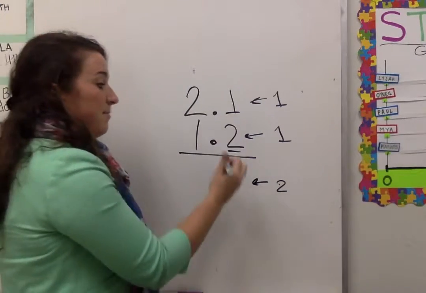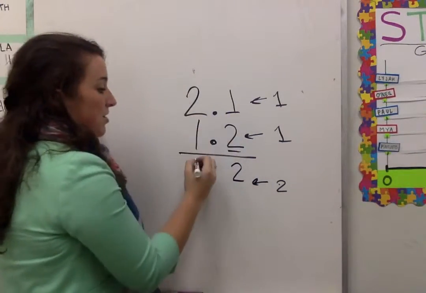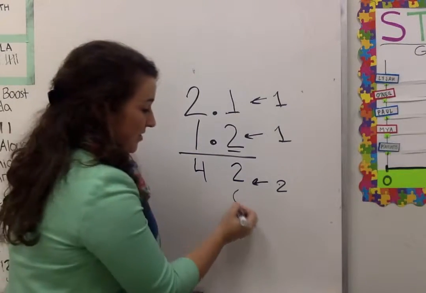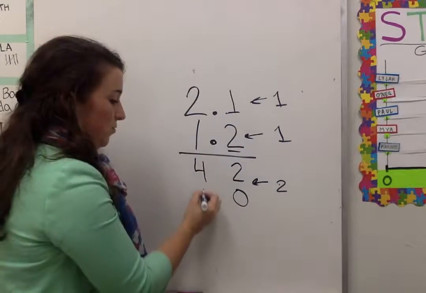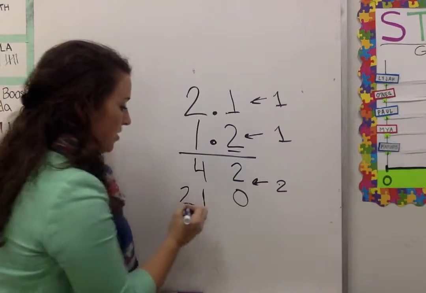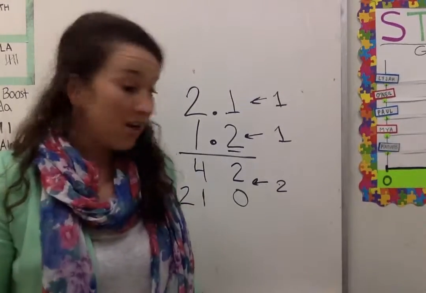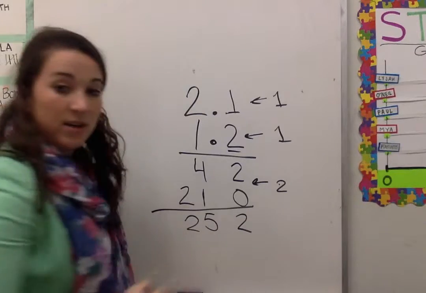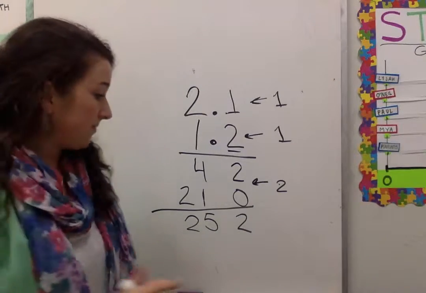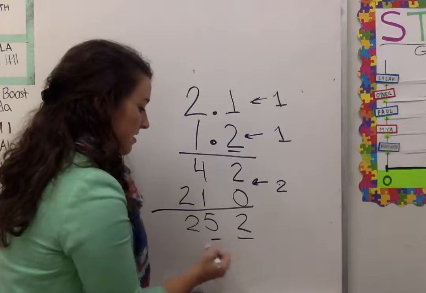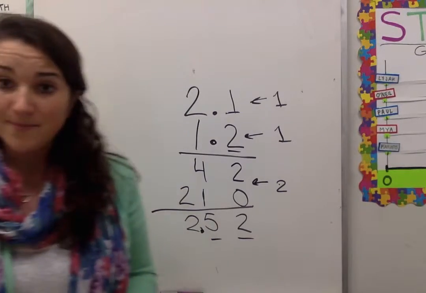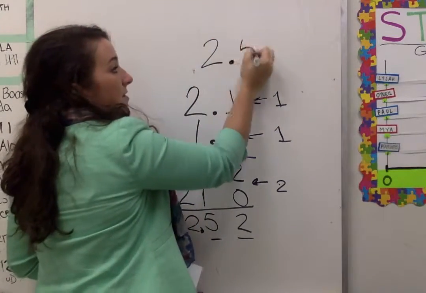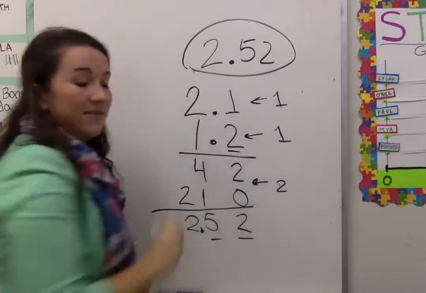So you should have done 2 times 1, which is 2. 2 times 2 is 4. Then 1 times 1, oops, I forgot my 0. So put in the 0, then 1 times 1, which is 1, and 1 times 2, which is 2. First I'll add, so 2, 5, 2. And then I'll put my decimal so that there are 2 digits behind the decimal. So it'll go right there. So your answer should have been, I'll write it up here, 2 and 52 hundredths.